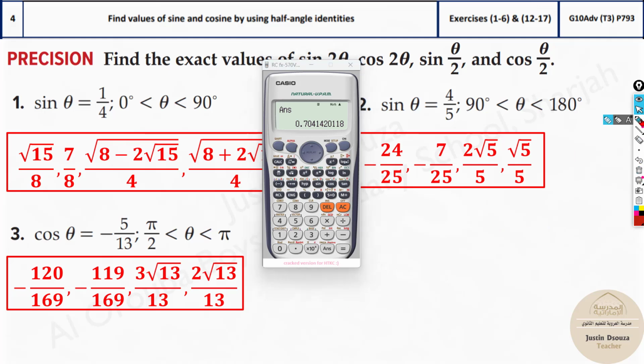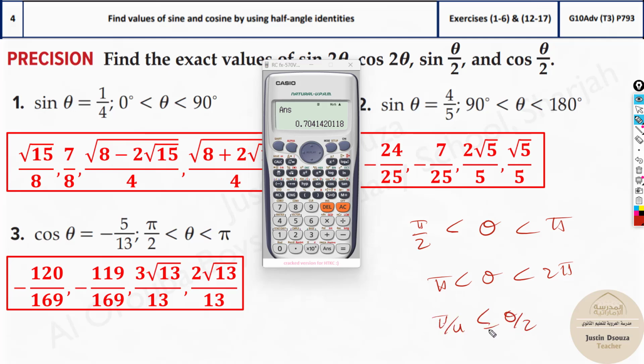Now, what about the angle theta? The limits of the interval of theta are pi and pi by 2. For sine 2 theta, you need to multiply both sides by 2, so it will be pi, and theta will be 2 pi. Here it's always negative, it's not positive at all. Whereas for theta by 2, you just divide by 2, so it will be pi by 4.